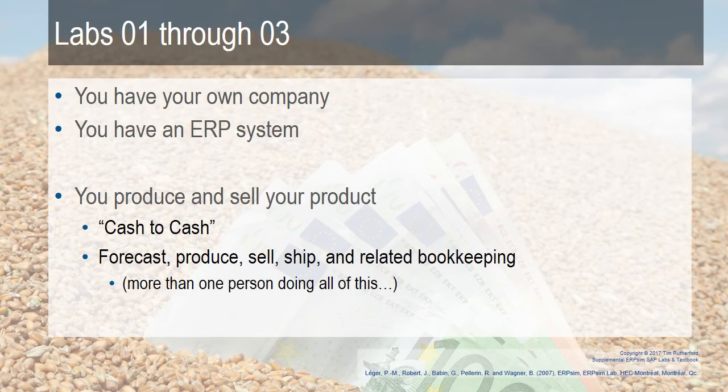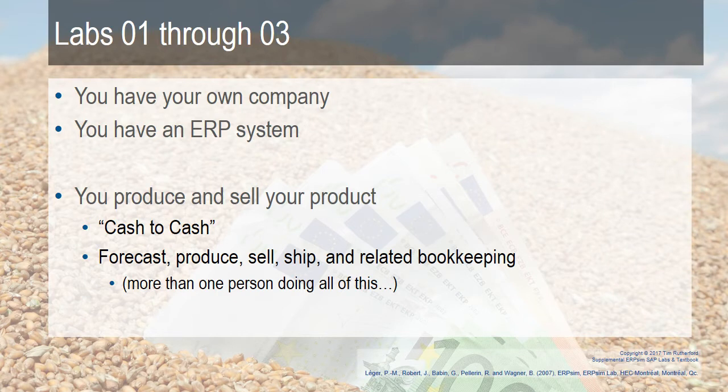Labs 1 through 3, this is an overview of the labs. You have your own company. It is the Muesli Manufacturing Company. You have an ERP system. It's SAP. It is arguably, but certainly, the largest in market share of the ERP systems out there. It is set up for best practices through all of the processes that you'll be going through, but that's all you have. So you start out with no inventory, you have some cash.